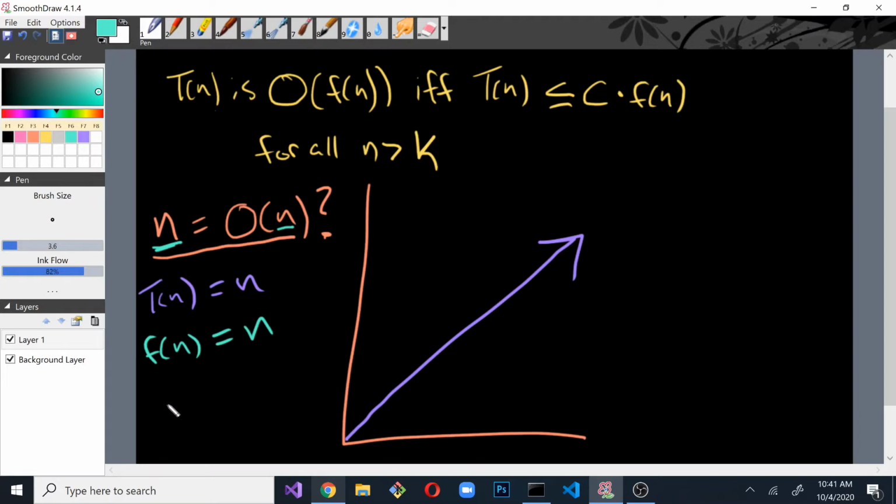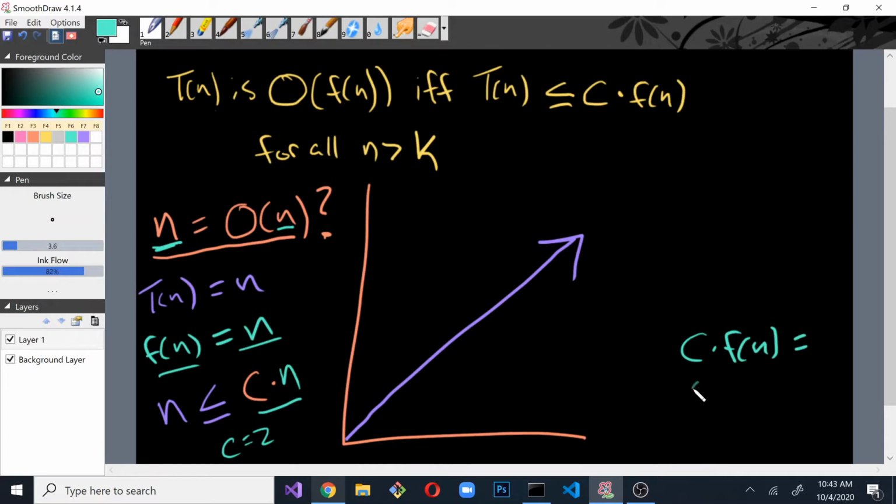So we have a c. T of n, again, remember, is going to be this purple n. And that is going to be less than or equal to some constant c times f of n, c times our blue n right here. Because remember, the blue n corresponds to f of n. So what we're doing is multiplying this by any number. We can pick any number. I'm going to say that c is equal to 2, right? So in this example, c times f of n is going to be equal to 2 times n. And again, we're just saying that c is equal to 2, and f of n is still equal to n. And this is the same f of n right here.